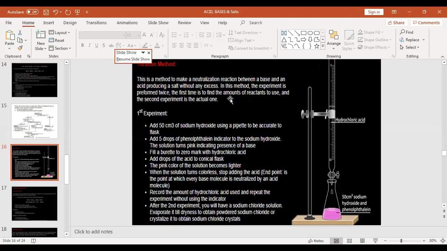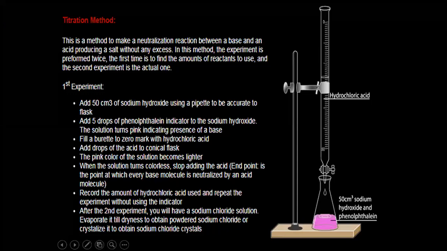Titration method. This is a method to make a neutralization reaction between a base and an acid, producing a salt without any excess. In this method, the experiment is performed twice. The first time to find the amount of reactants to use, and the second experiment to find the actual amount. In the first experiment, you add 50 centimeter cubed of sodium hydroxide using a pipette to be accurate to a flask. Add 5 drops of phenolphthalein indicator to sodium hydroxide. The solution turns pink, indicating the presence of a base.